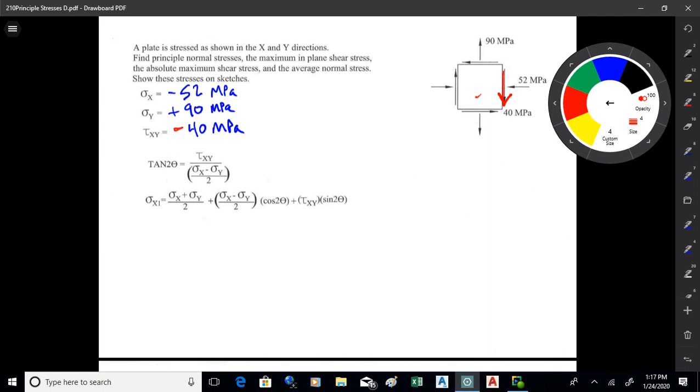Now, in the past when we did this, we just pulled the angle off the sketch, but this time we're not, because we're going to find the maximums. We have to calculate where that angle is, and to do that, we plug into that formula. So we want to solve for tangent 2 theta equals tau xy divided by sigma x minus sigma y over 2.